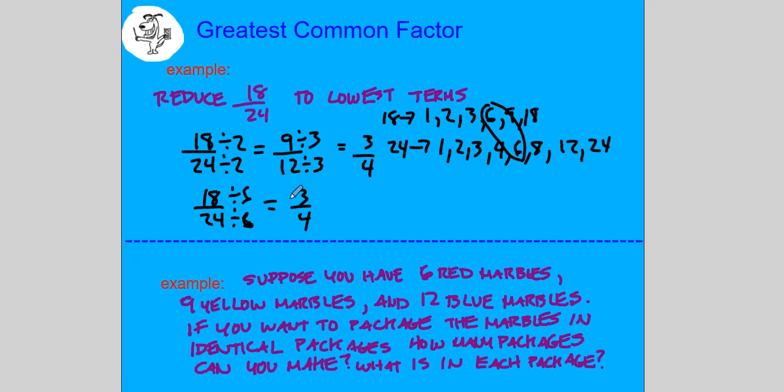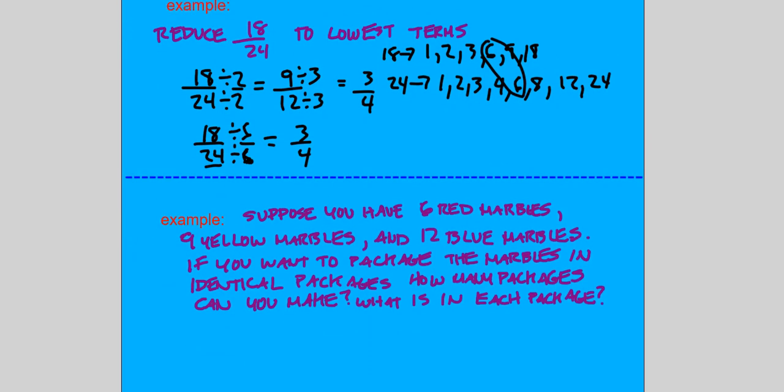So remember, when we divide by 2 over 2, or here by 6 over 6, it's not changing the value of the fraction. Initially the units are 24ths. When we're done, we've broken the units down to fourths.